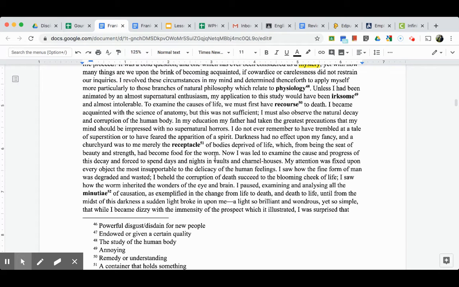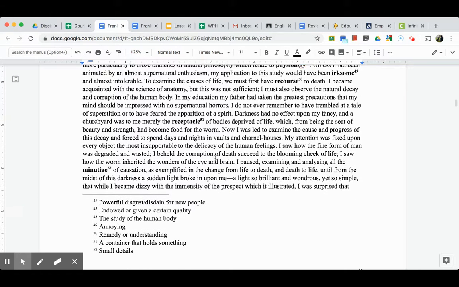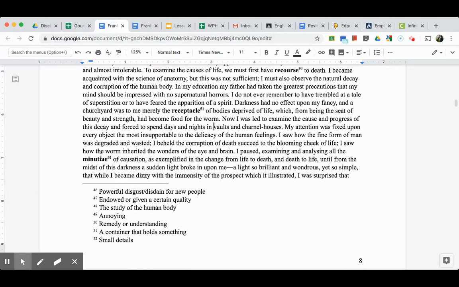My attention was fixed upon every object the most insupportable to the delicacy of the human feelings. I saw how the fine form of man was degraded and wasted. I beheld the corruption of death succeed to the blooming cheek of life. I saw how the worm inherited the wonders of the eye and brain. I paused, examining and analyzing the minutiae of causation, or like the smallness, as exemplified in the change from life to death and death to life, until from the midst of this darkness a sudden light broke in upon me.